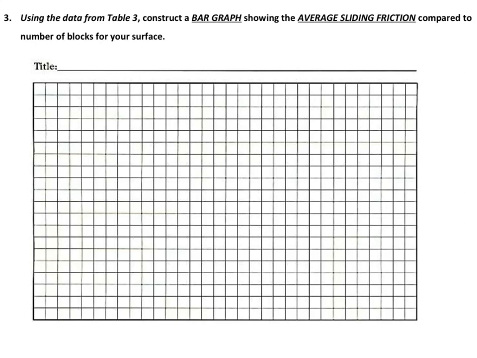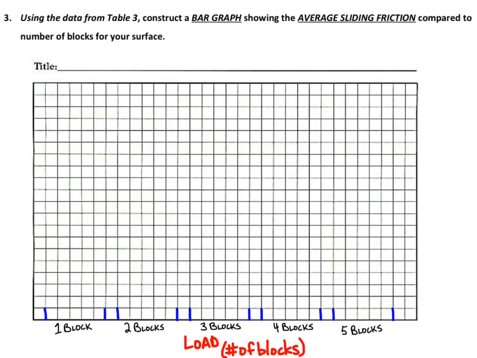Now we come to our graph, and we will write in our x-axis, which is the load or the number of blocks. And then I will mark out where my bars will be. So the first bar is just 1 block, 2 blocks, 3, 4, and 5 blocks. Again, the little blue lines are marking where my bars will start on this graph. And now, because we have assigned our x-axis as the independent variable, the load, we can also assign the y-axis as the dependent variable, which in this case was our sliding friction. And again, friction is a force, so it is measured in newtons.